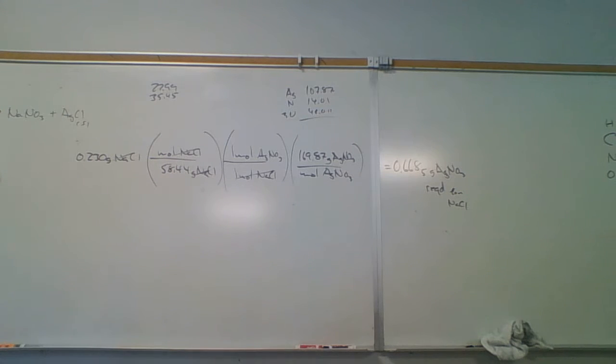The problem with this particular thing is people try to combine it into one stoichiometry. What we'll do is we'll do 2 separate stoichiometry and then add the silver nitrate. So this is the amount of silver nitrate required to precipitate out the sodium chloride.